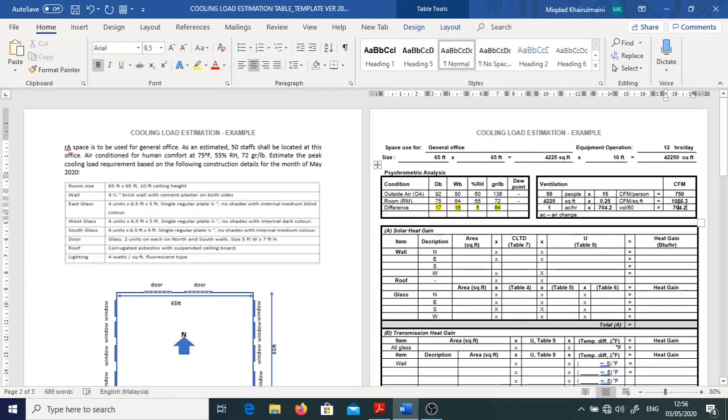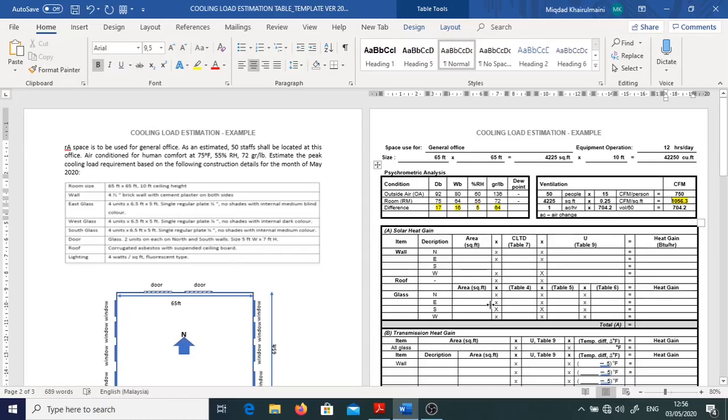So we have 3 CFMs here, so we highlight the highest value for CFM. Because why? Because we design for the maximum condition. So the maximum value for CFM will be used later. We will use the value later in our calculation.